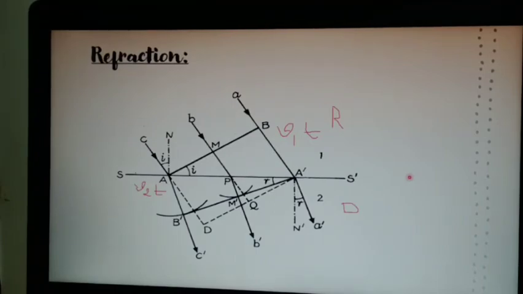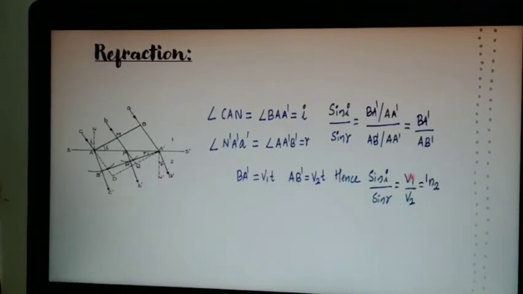How have you made these two wavefronts? Tangent to the wavelets produced from each point on the primary wavefront. Okay, so we have to show that sin I by sin R is a constant. For that, angle CAN is equal to I, which is equal to angle BAA dash, that is both are angle I.